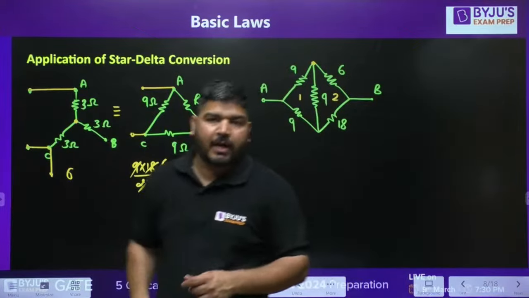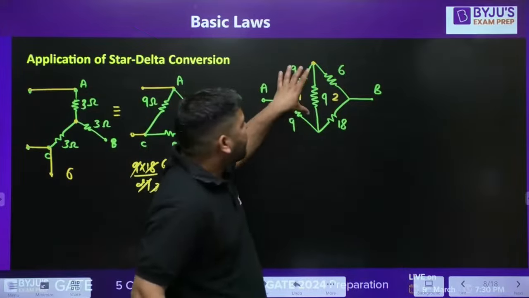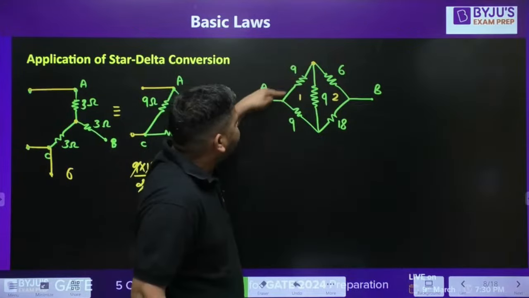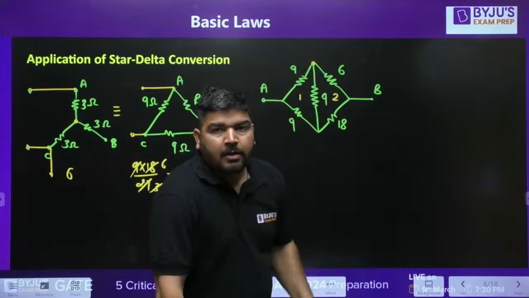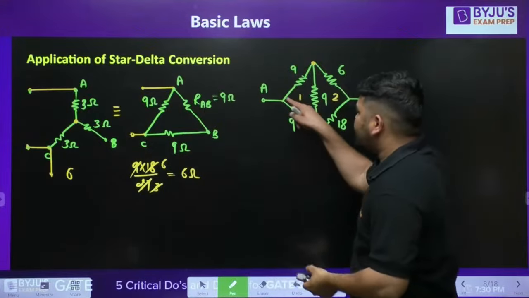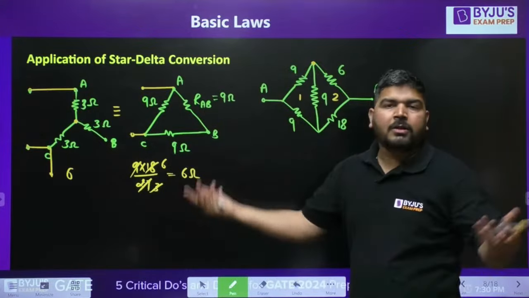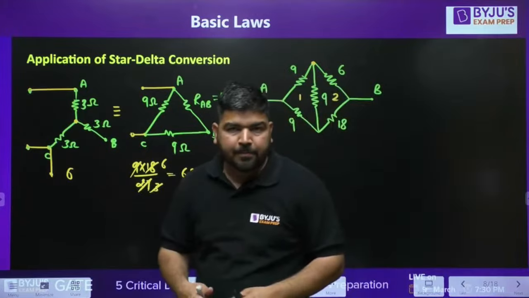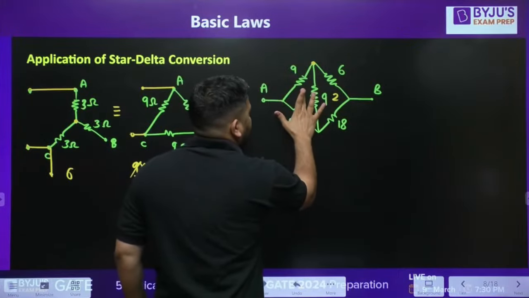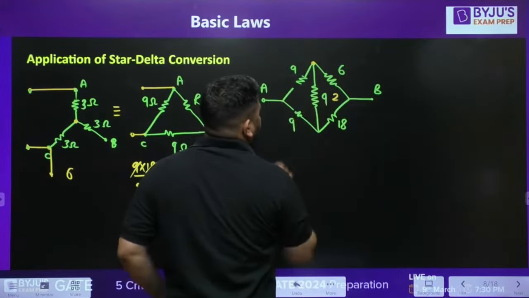Obviously, side number 1. Why? Because in side number 1, all the resistances are equal. So if you can calculate one star resistance, all the star resistances will be the same. Okay, I hope it is clear. So let me erase this point.